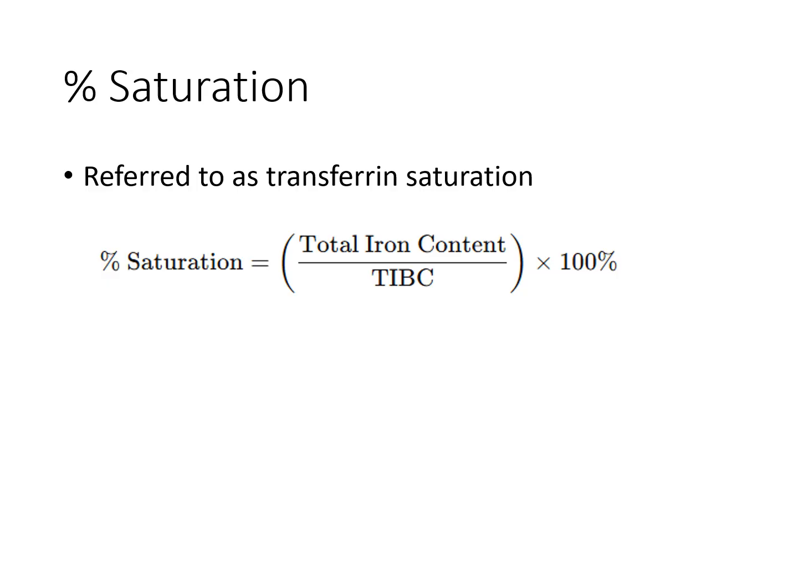Transferrin saturation, so this refers to the percentage of transferrin iron binding sites that are occupied by iron. The calculation is shown below, where it is total iron content divided by the TIBC times 100%, because your result is going to be in a percent. Clinical significance, this helps assess iron status in the body. Low saturation indicates iron deficiency, and a higher saturation may suggest that there is an iron overload.